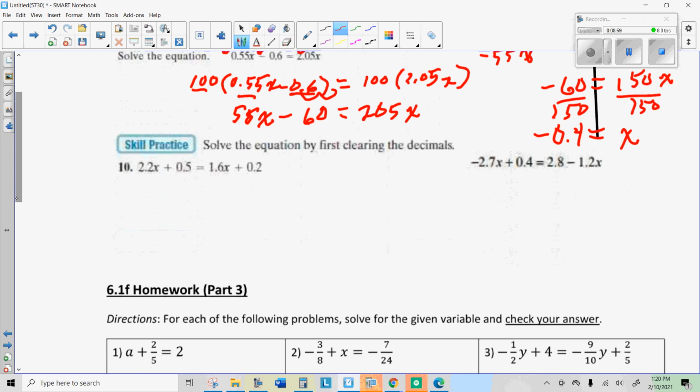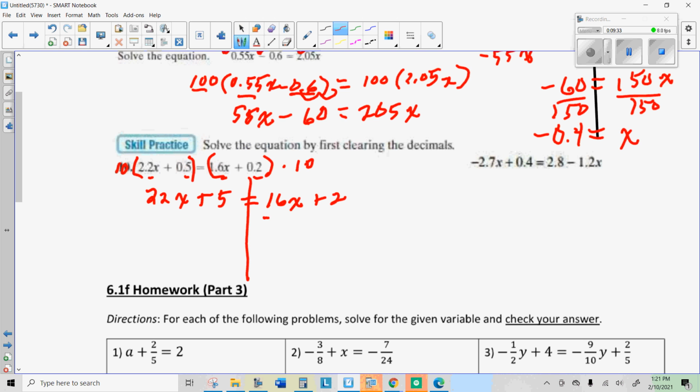All right. So let's try those. See if you don't like that. On this one, these are all tenths: 2/10, 5/10, 6/10, 2/10. So just go ahead and multiply everything by 10 on this side and on this side. And that'll move the decimal over 1 place, and then you'll have all whole numbers. So we're going to get 22x plus 5 equals 16x plus 2.